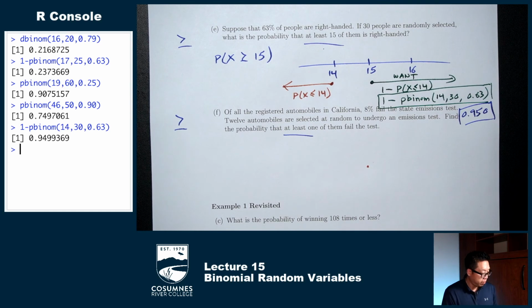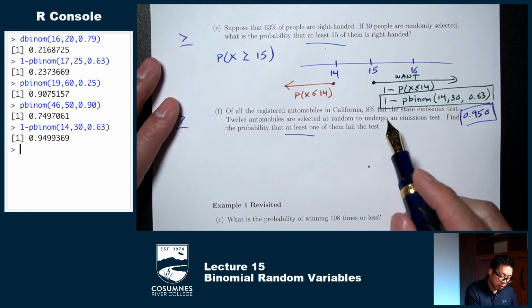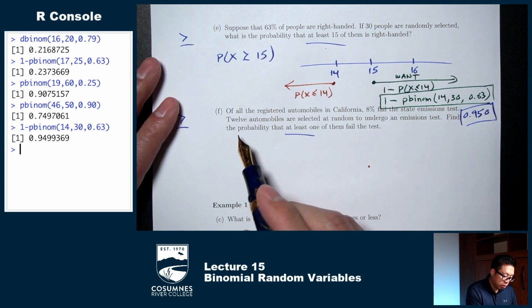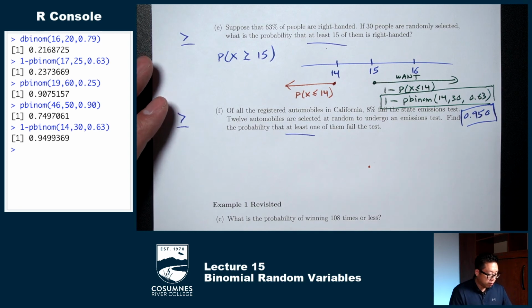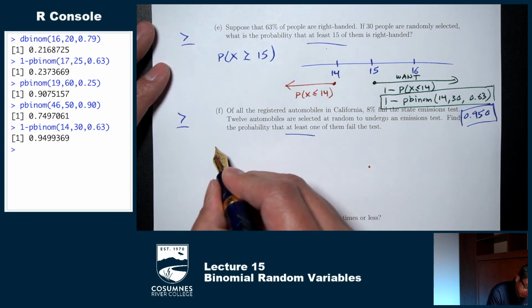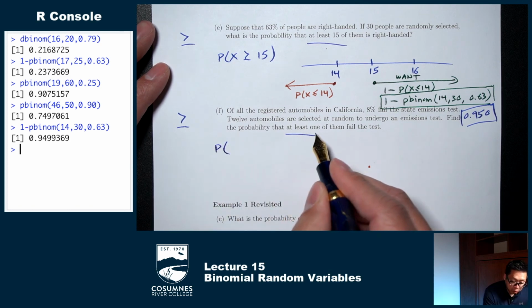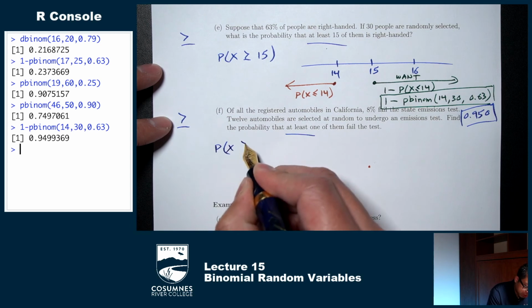Part F. Of all the registered automobiles in California, 8% failed the state emissions test. 12 automobiles are selected at random to undergo an emissions test. Find the probability that at least one of them failed the test. In symbols, what I'm looking for here is at least 1, which in symbols we said was greater than or equal to 1.